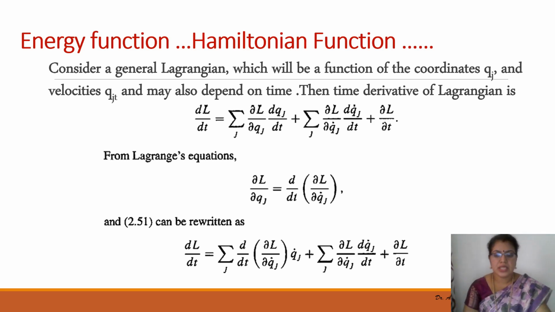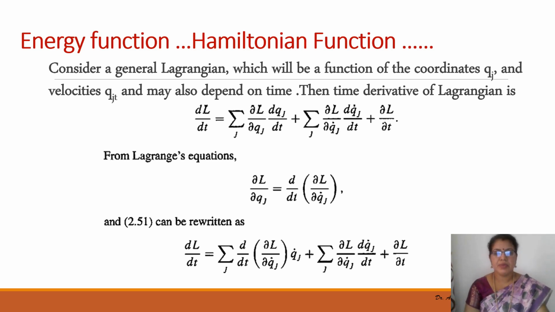So now let us get into the main derivation of the Hamiltonian function. We have seen what is configuration space, momentum space, and then we have gone into the conjugate momentum and what will happen to the conjugate momentum for a cyclic coordinate. Now getting into the Hamiltonian function. Consider a general Lagrangian which will be a function of the coordinates qj and the velocities q dot j, and which may depend upon time.